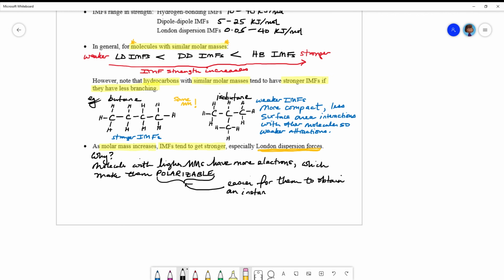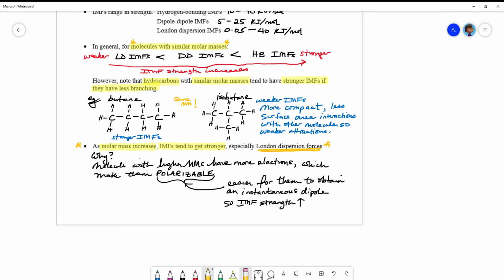There we go. Instantaneous dipole. And so IMF strength goes up, because we can't have any IMFs at all between especially nonpolar molecules if we don't get those instantaneous dipoles. So if we improve our ability to get instantaneous dipoles, the strength of our intermolecular forces will therefore have to increase. So this is a rather important point. So I'm going to put little stars around this point as well.